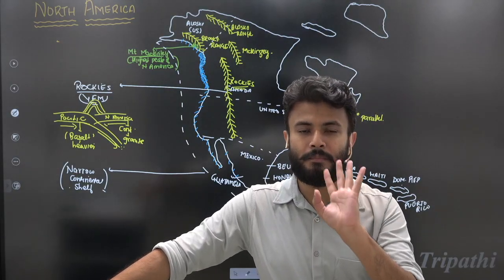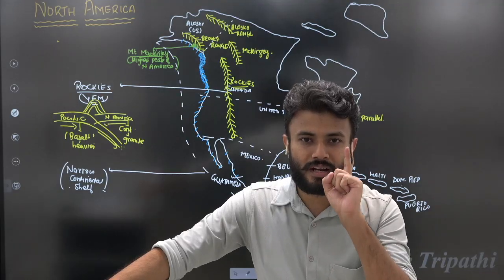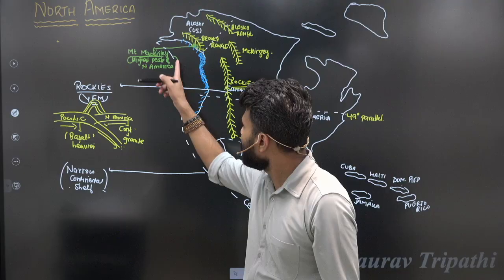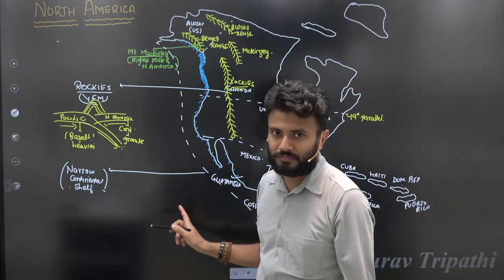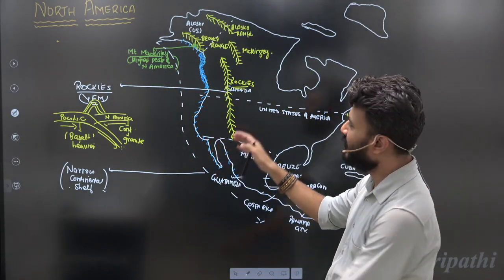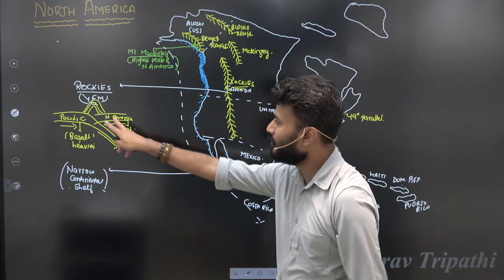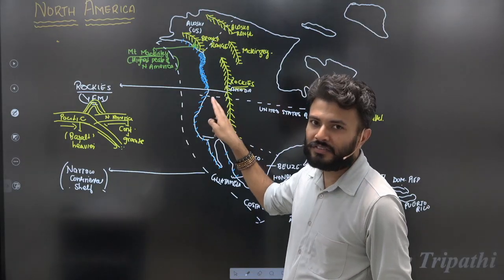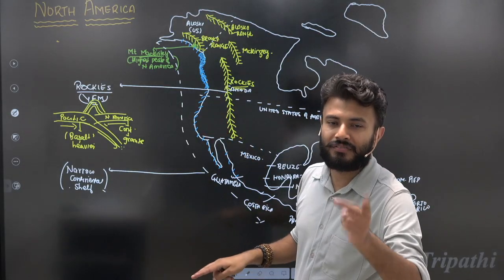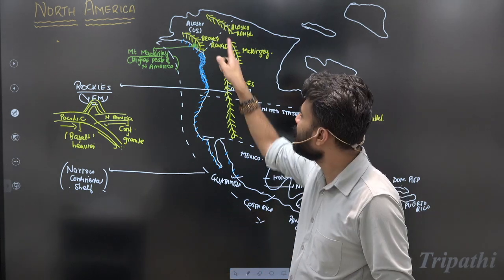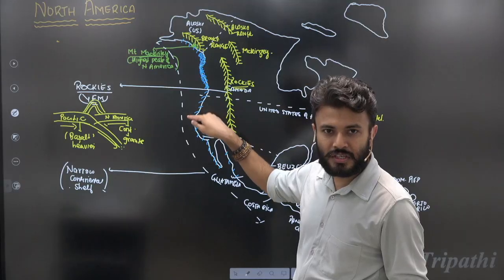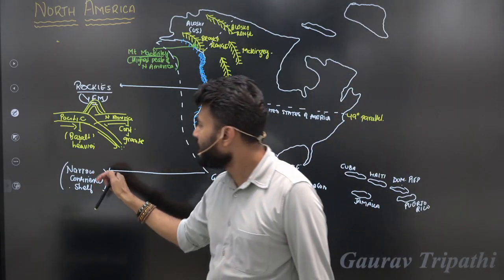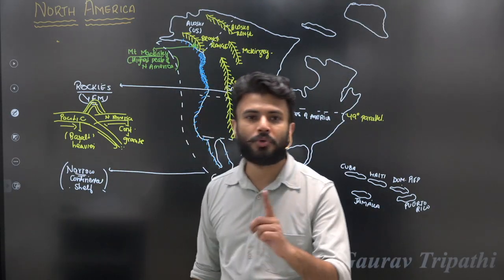Now remember an important concept. Wherever the active convergence is going on, for example in this case, the convergence is very active because the two plates are converging. Wherever the active convergence is going on, or I can say wherever you will find young fold mountains on the coast, the continental shelves will always be narrower.